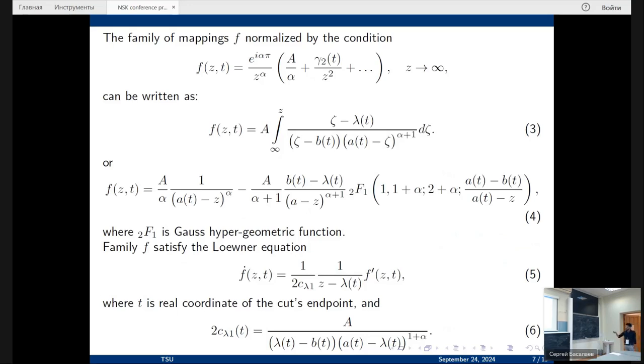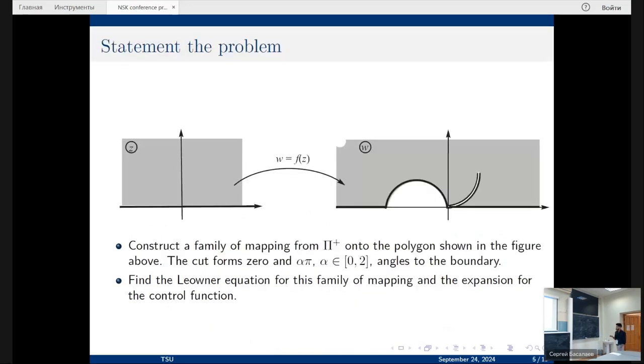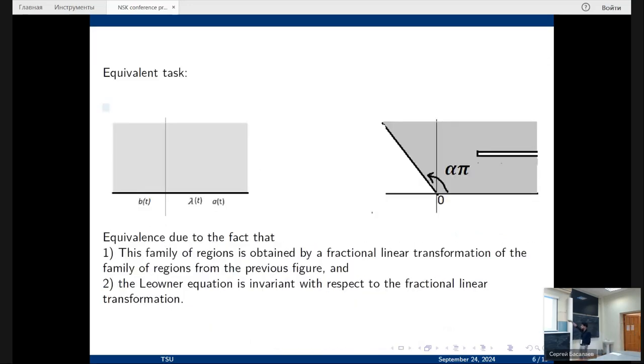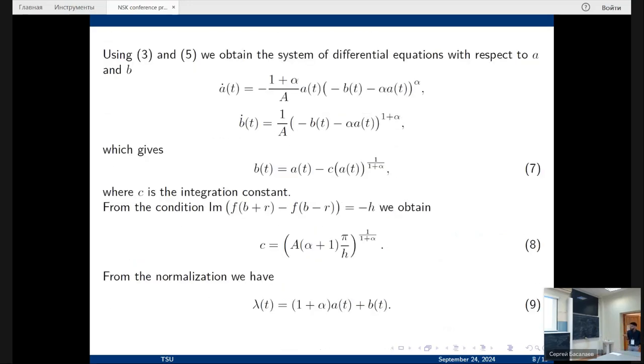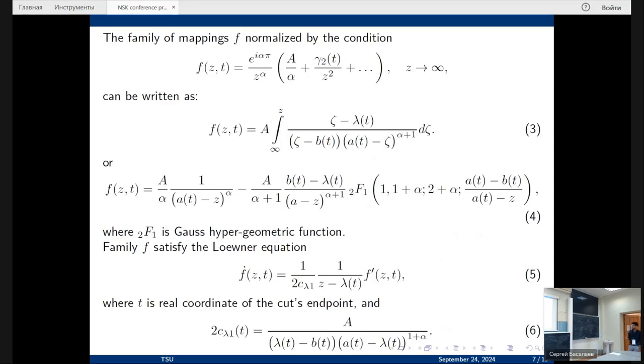You see t over here. This t is not the canonical parameter. Actually, this t is the distance between 0 and the movable end of the cut. So the Loewner equation which our mapping satisfies is number 5, and the first coefficient, 1 over 2c lambda 1, is easily found as equation number 6.